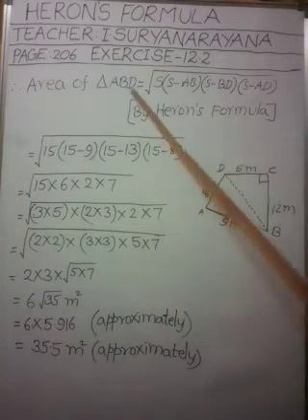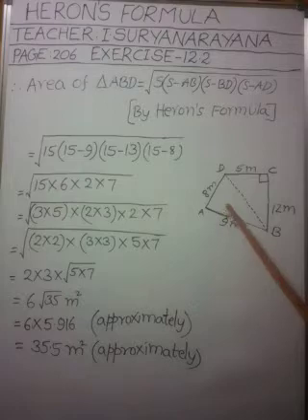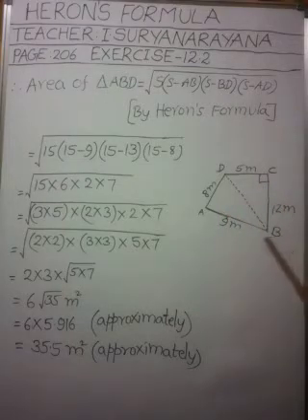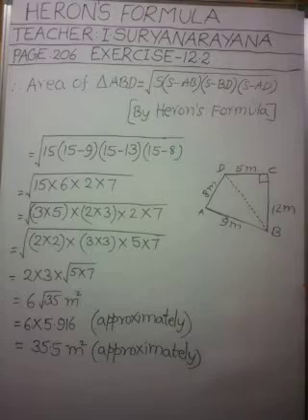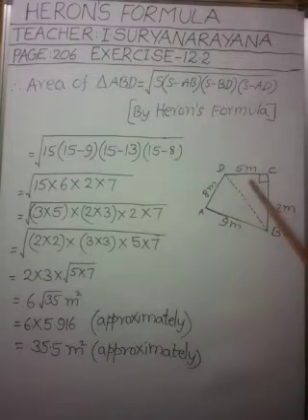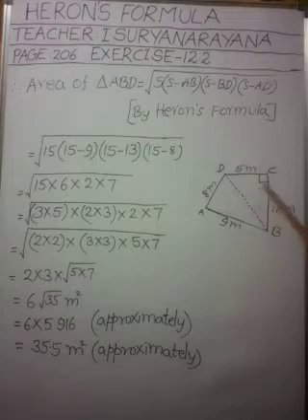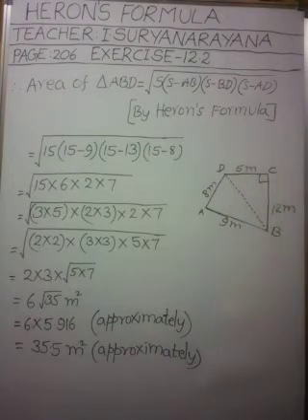So here we got area of triangle ABD also. What is the question here? We have to find the area of quadrilateral ABCD. We divide this entire quadrilateral into two triangles. If you add the areas of triangle BCD and area of triangle ABD, then we get area of the quadrilateral ABCD. Isn't it, my dear children?